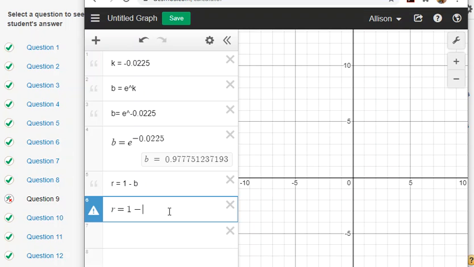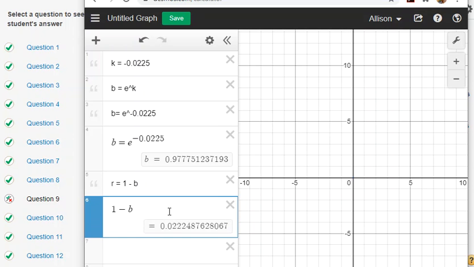It's probably because r is a reserved value. So let me just take the r off. R stands for something special. Like you can't use x or e for variables because r means something special. That's okay. So I just want to calculate 1 minus b here.